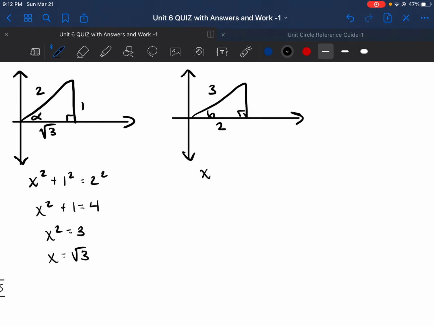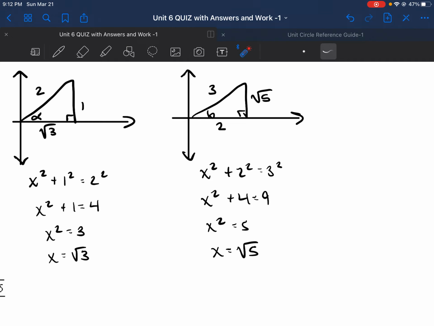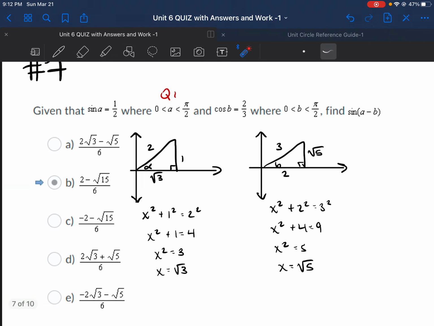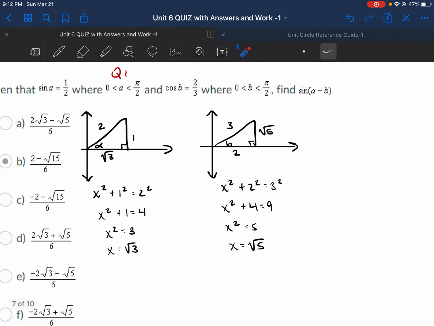Let's do Pythagorean's theorem again. x squared plus 2 squared equals 3 squared. x squared plus 4 equals 9. Subtract the 4. x squared equals 5. Take the square root. x equals square root of 5. And again, positive square root of 5 because we're on the positive side of the y-axis. Okay? And what we are trying to find with these triangles is the sine of A minus B.